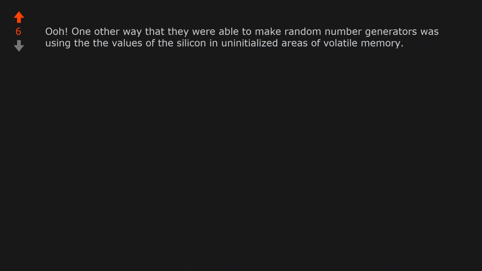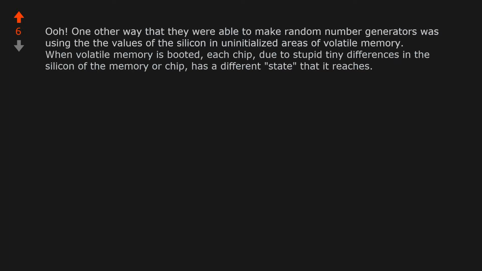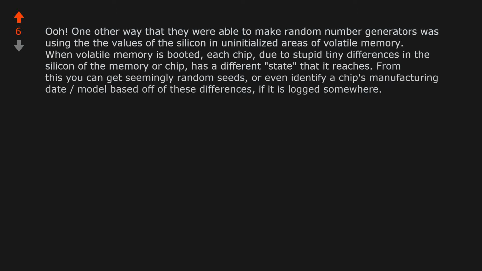Oh. One other way that they were able to make random number generators was using the values of the silicon in uninitialized areas of volatile memory. When volatile memory is booted, each chip, due to stupid tiny differences in the silicon of the memory or chip, has a different state that it reaches. From this you can get seemingly random seeds, or even identify a chip's manufacturing date/model based off of these differences, if it is logged somewhere. That is definitely interesting.